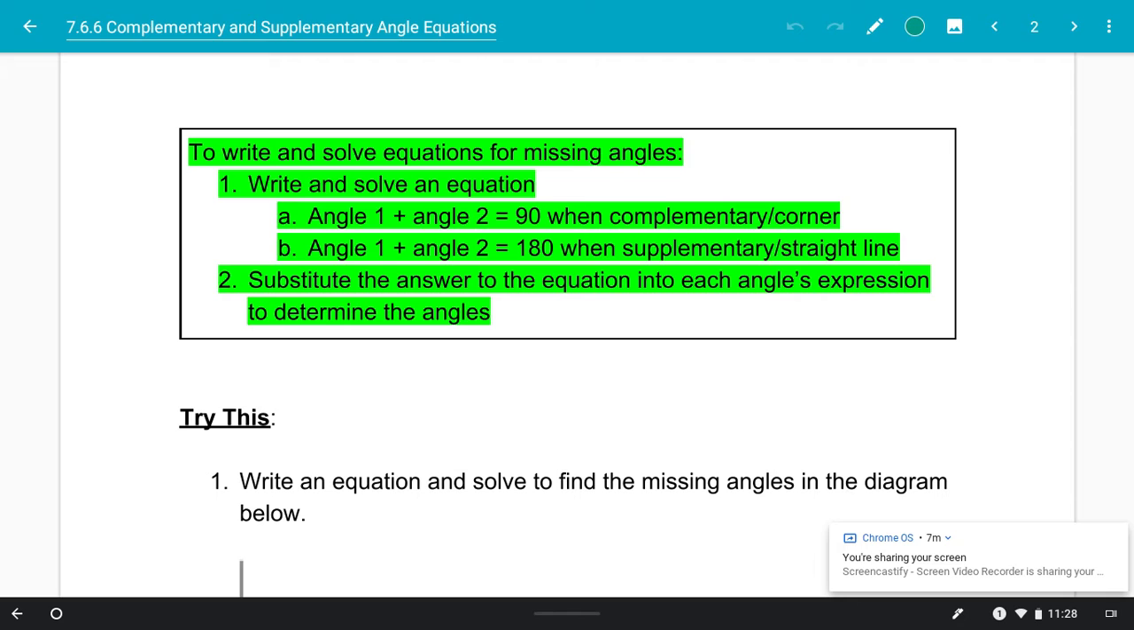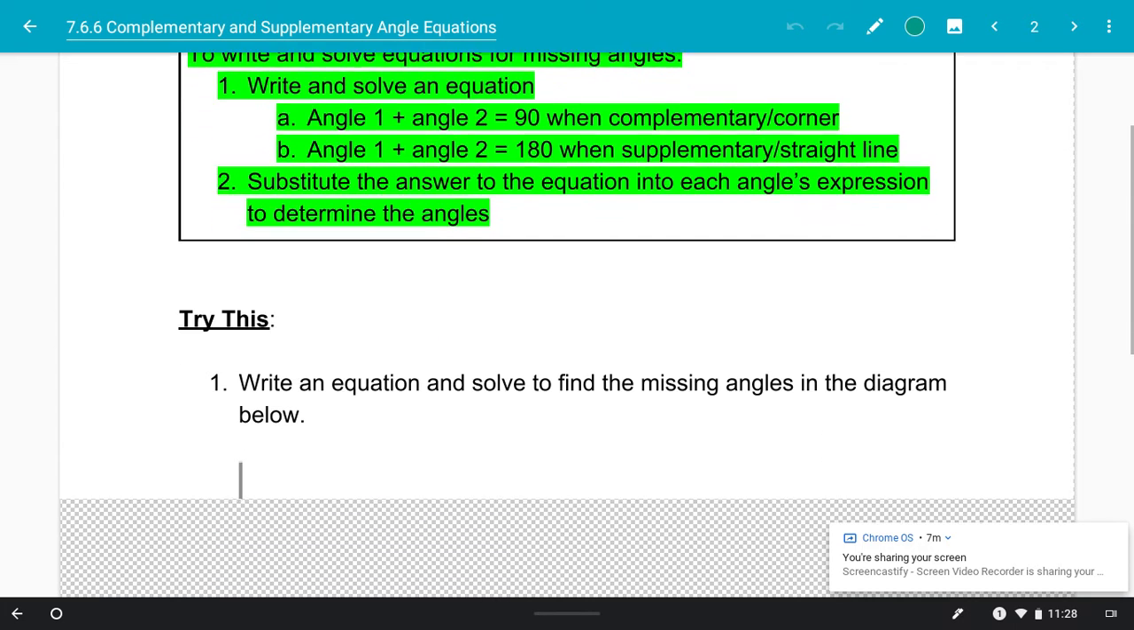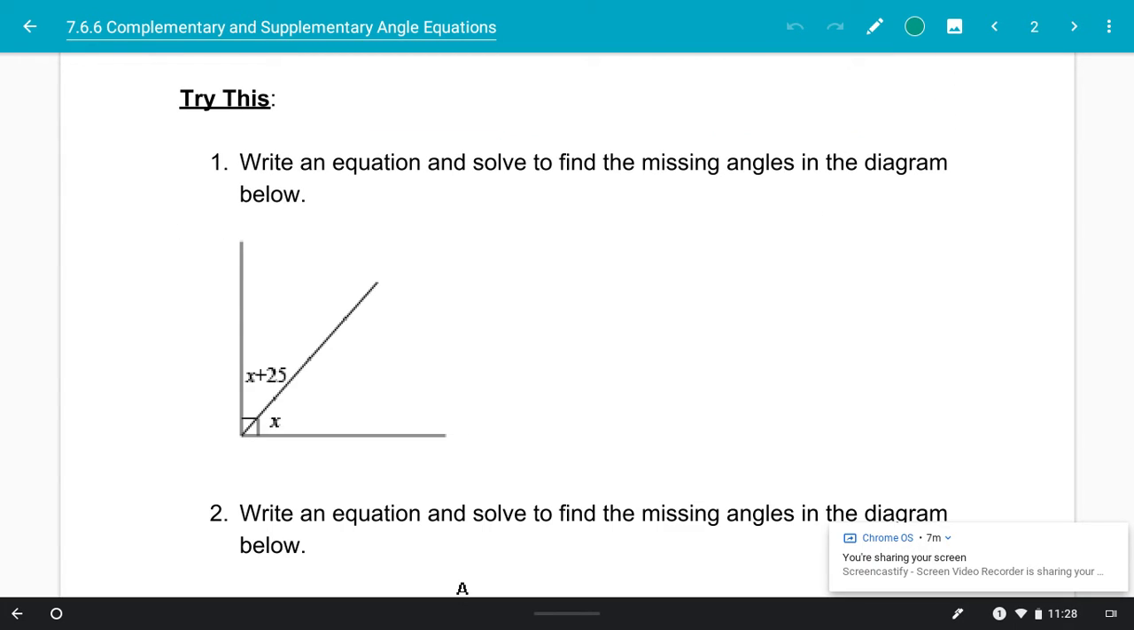So we have to make sure that we're not just finishing when we get x equals something, but then going back and answering the question as to what those angle measurements are. So let's try some examples here.